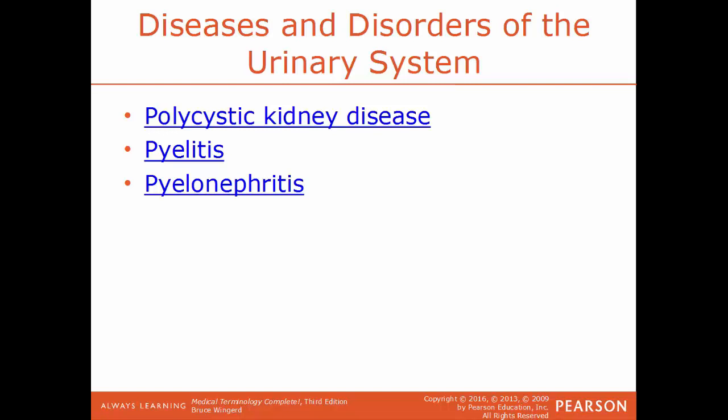Pyelitis is the inflammation of the renal pelvis, and something that's very, very related to that, pyelonephritis, is the inflammation of the renal pelvis because of a bacterial infection. So these terms are similar, but pyelitis is usually a reference to just the renal pelvis. But if you have inflammation of the pelvis and also the kidney, then it's classified as pyelonephritis.